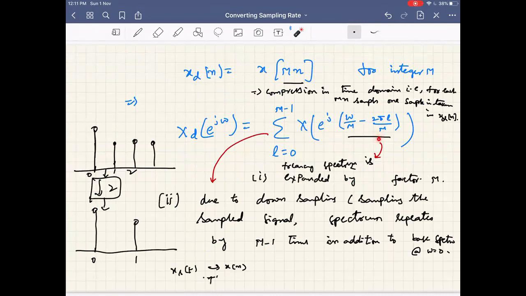If we do downsampling, it has the same operation as sampling, where convolution with an impulse train makes the sampled spectrum repeat at each of the impulses in the frequency domain. Similarly, if I downsample by 2 times, the spectrum Xd of e power j omega repeats 2 times. If I downsample by 3 times, it repeats 3 times, at a spacing of 2 pi. As you can see here, omega minus 2 pi L by M. That means the spacing between each of the repetitions of X of e power j omega in Xd of e power j omega is 2 pi.